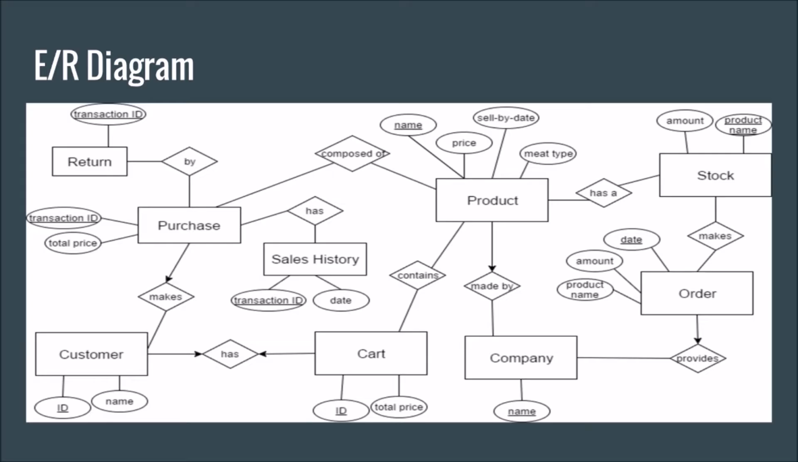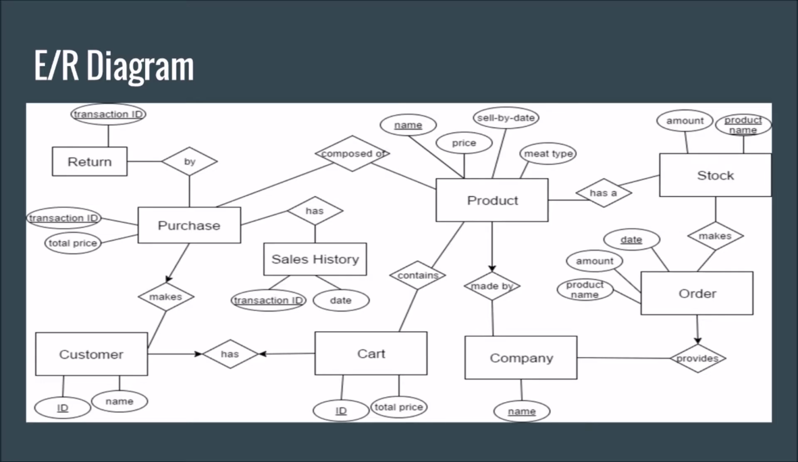Returns will be supported by purchase. That is to say, in order to make a return, you will need a transaction ID, which is stored in the sales history, to return all items within a single purchase. The sales history will have a transaction ID, which will act as a key, and a date of when the transaction occurred.